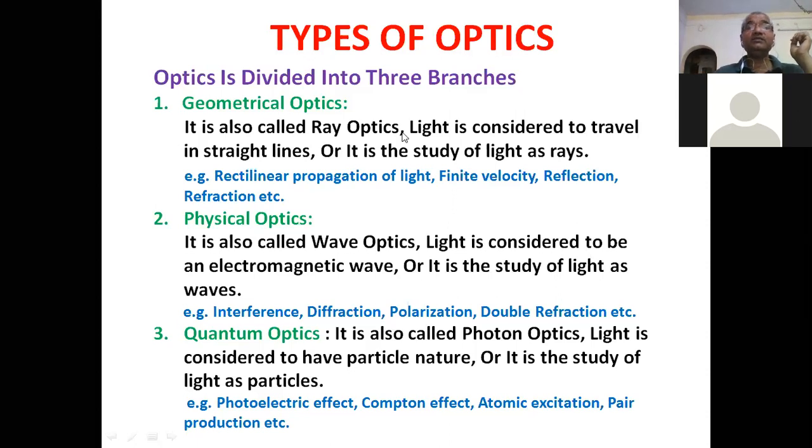So these are the three sub branches of optics: geometrical optics, physical optics, and quantum optics. Out of these three, we have to study geometrical optics and physical optics in this course. We do not have a chapter on quantum optics, so it is beyond the scope of our syllabus. But we will learn geometrical optics and physical optics.